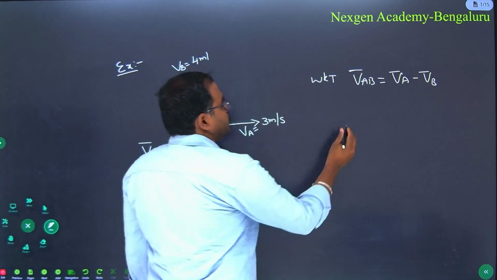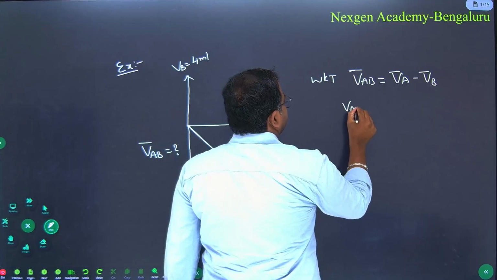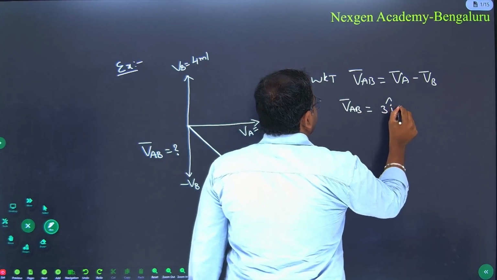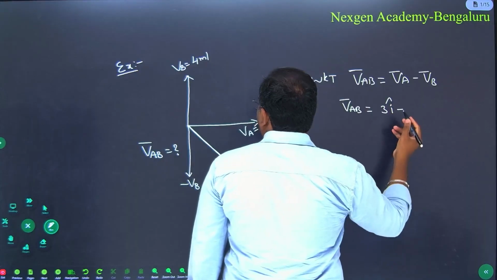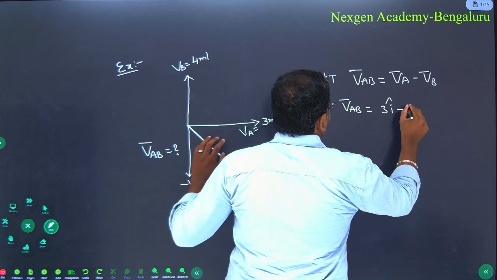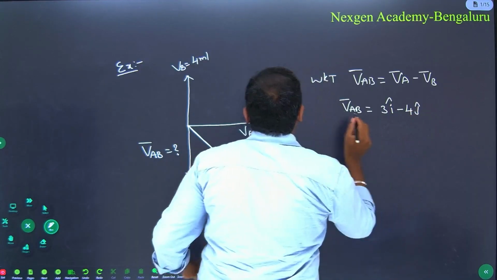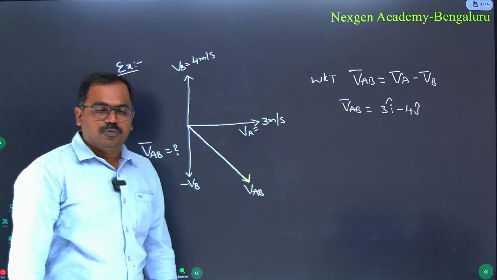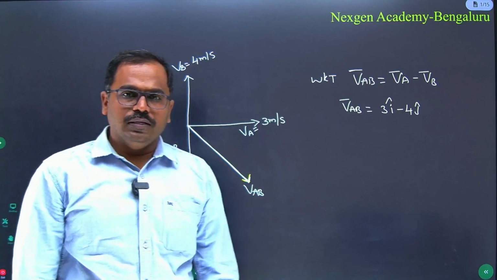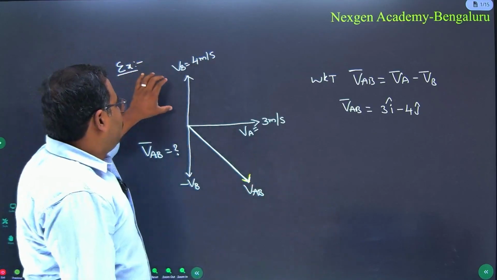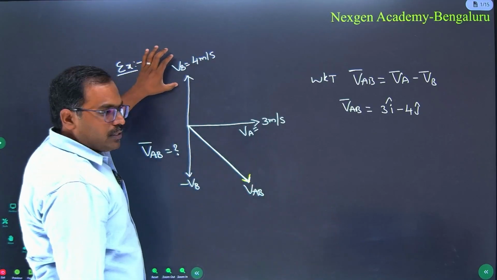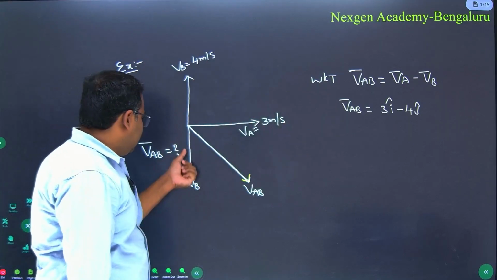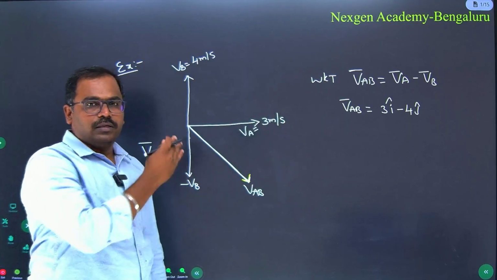Vector wise, have a look at this. VAB bar is equal to VA, which is 3i cap along x direction, minus VB, which is 4j cap, moving along y direction. Why do we take the negative sign? This body is moving along y direction, but we have the formula VA minus VB, so we are taking the negative vector of that velocity.